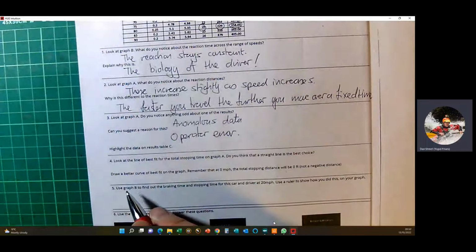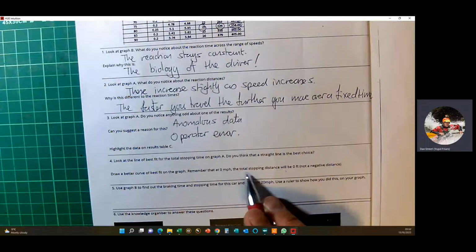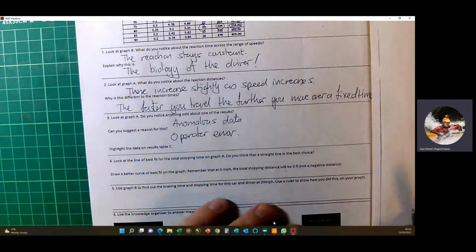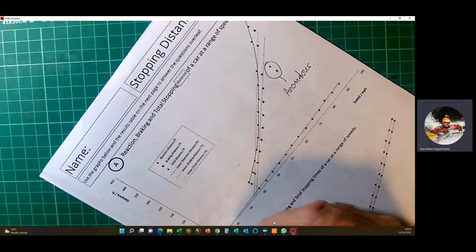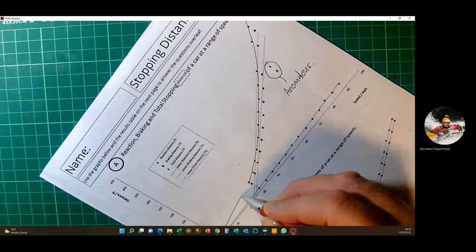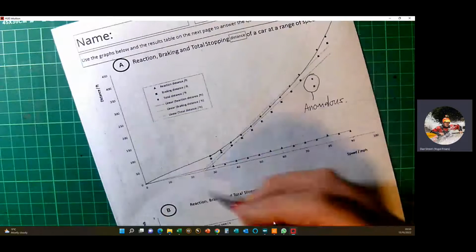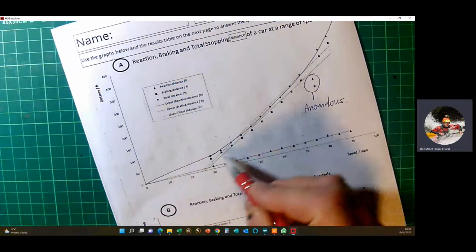Okay. So it says to draw a better line of best fit on the graph. Remember that at 0 miles per hour, the total stopping distance will be 0, not a negative distance. So what that's referring to is the fact that when you draw a line of best fit, it should start at 0, because at 0 miles an hour, you don't need to stop, and join up with your curve there. Okay, so it's a curve. Given that I did that on a laptop, it doesn't look quite right, but you can see the general idea there.